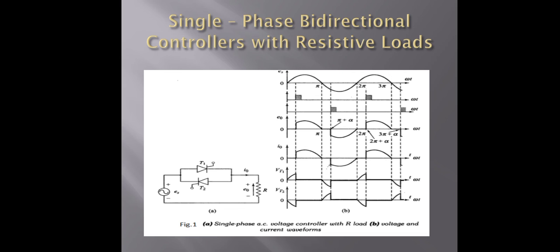See here the voltage and current waveforms. First, the input signal is applied. Then the other signal is Vo, the output signal, and the last one is the gate pulses of T1 and T2. There are four signals: the input, the output, the gate pulse for T1 and the gate pulse for T2.